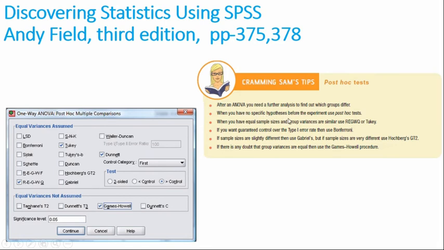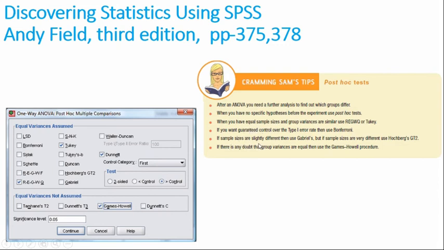When you have no specific hypothesis before the experiment, use post hoc. When you have equal sample size and group variances are similar, use REGWQ or Tukey. Friends, in SPSS, as Andy Field has shown, there are two separate boxes. Equal variance assumed, there are some options. Equal variance not assumed, there are some options. And he also said, if you want guaranteed control of type 1 error, then use Bonferroni. We have used this option in Jamovi.